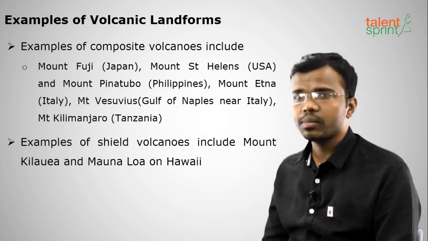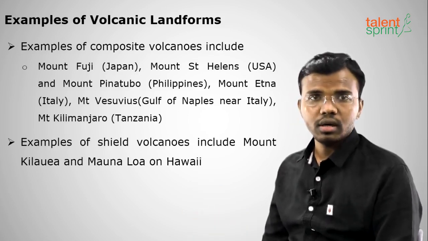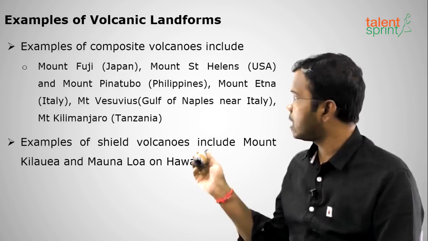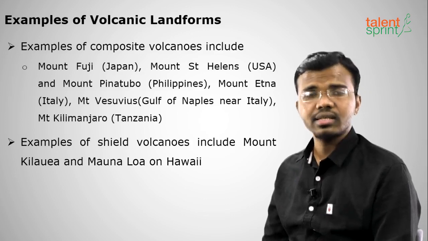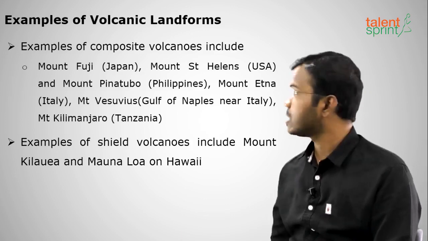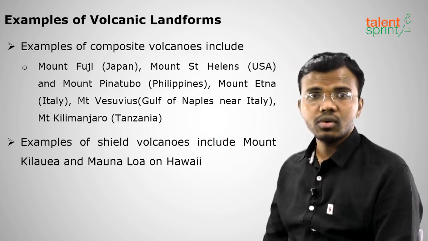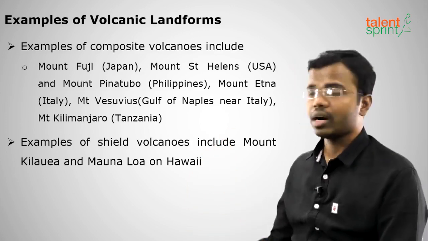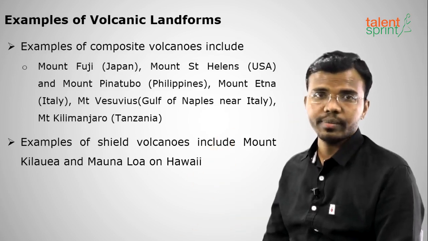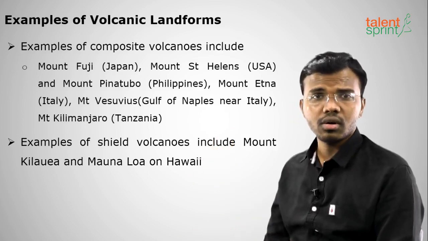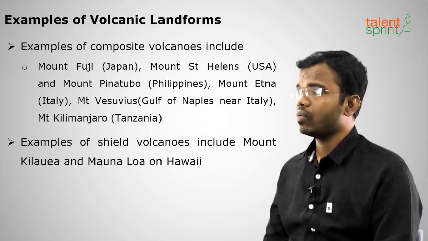And next, some more examples of shield volcanoes like Mount Kilauea and Mauna Loa of the Hawaiian Islands of USA. Okay, these are less dangerous than the composite volcanoes. So those which repeat every year are called active volcanoes and those which don't repeat are called dormant volcanoes.